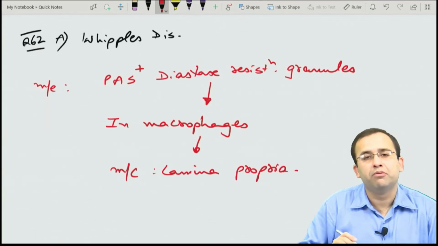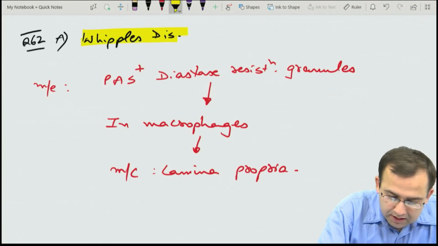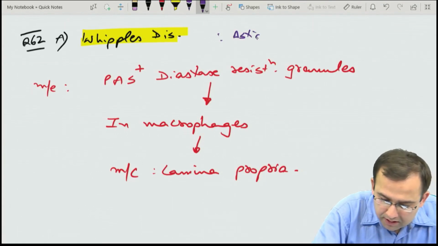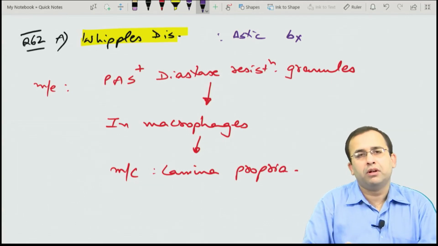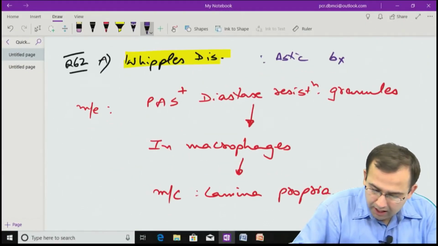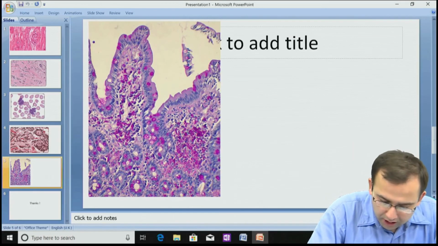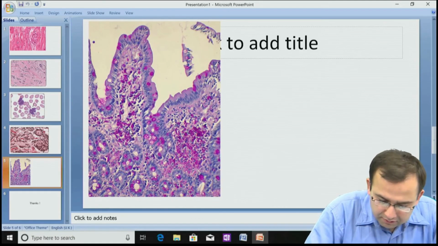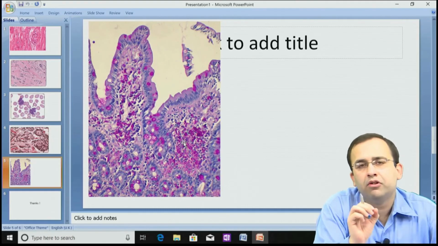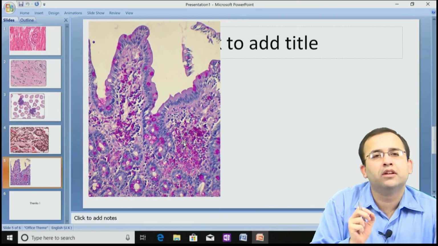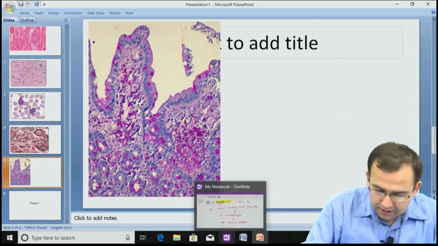Biopsy in Whipple's disease is diagnostic. This particular point has been asked repeatedly, and this is what Whipple's disease looks like. You have the presence of all these cells which are present in the lamina propria, the ones I am showing with the arrow. You are able to make out that these have pinkish granules in the cytoplasm. PAS positive diastase resistant granules, Whipple's.